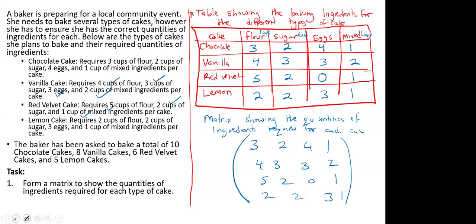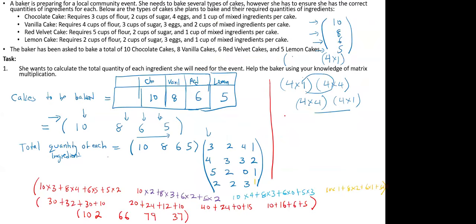So now here I'm going to say that the quantity needed, this was flour. Then I will say that flour we shall need, since they gave us in cups, we shall need 102 cups. Then the next one, we started with flour, sugar. Then you say sugar, we shall need 66 cups. Then the next one was eggs. Then you say eggs, we shall need 79. Then the next one was mixed ingredients. Then you say for mixed ingredients, we shall need 37 cups. Kindly, let me know in the chat whether we're on the same page.